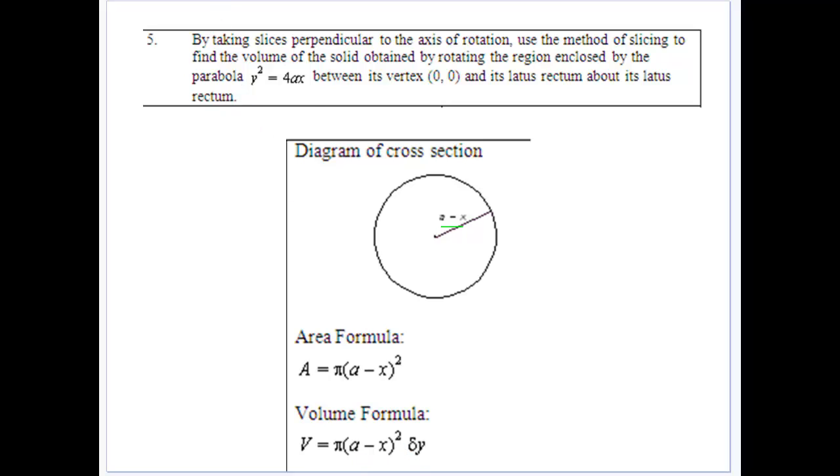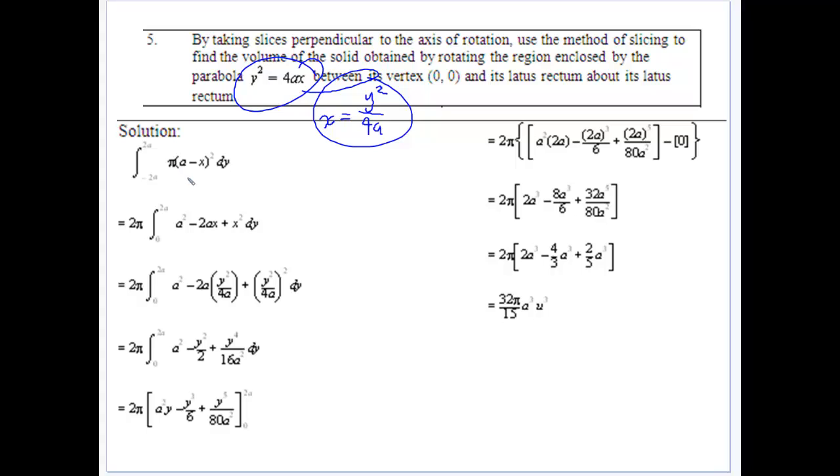So if we start to put that into our integration, we still have a problem because we're going from minus 2a to 2a, but we've got x in terms of y. We need x in terms of y because we're integrating with respect to y. So manipulating this function, x is equal to y squared on 4a. So that's where we start to get that expression, a squared minus 2ax plus x squared is the expansion, and then we do our substitution from x to a before we can start to integrate.